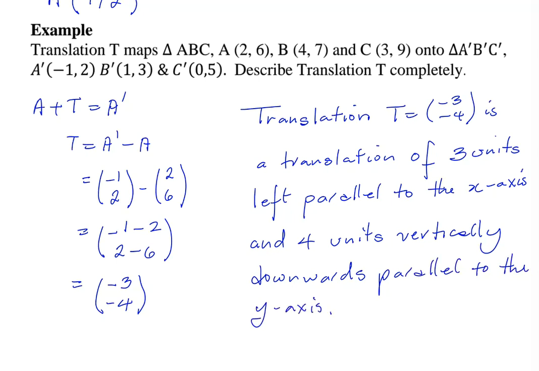All right, so we're asked to describe translation T. So triangle ABC is mapped onto triangle A prime, B prime, C prime by translation T, which is minus 3, minus 4, which is a translation of 3 units left, parallel to the x-axis, and 4 units vertically downwards, parallel to the y-axis.